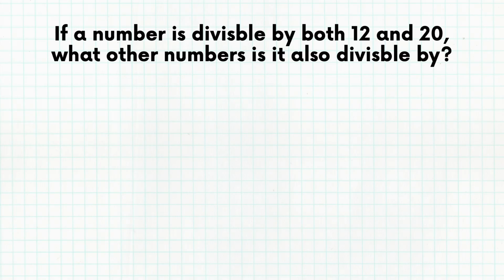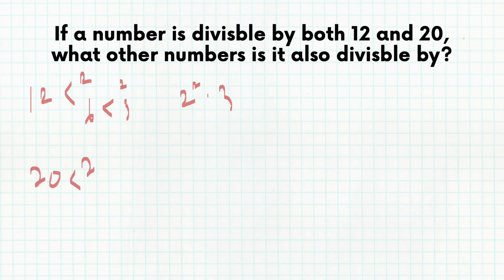Let's do a thinking question. If a number is divisible by both 12 and 20, what other number is it also divisible by? So let's try to break this down using prime factorization. 12 can be divided by 2 times 6, and 6 can be divided by 2 and 3. So 12 is 2 to the second power times 3. 20 can be divided by 2 times 10, and 10 can be divided by 2 times 5. So 2 to the second power times 5 is the prime factorization of 20.